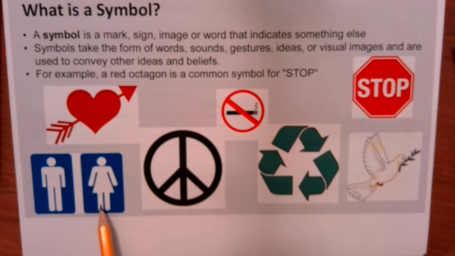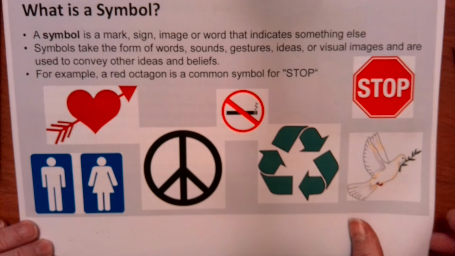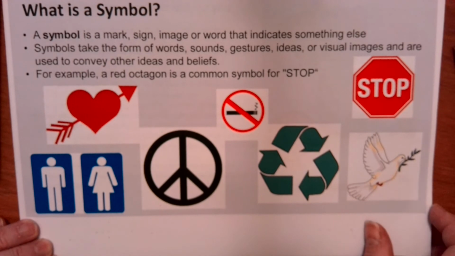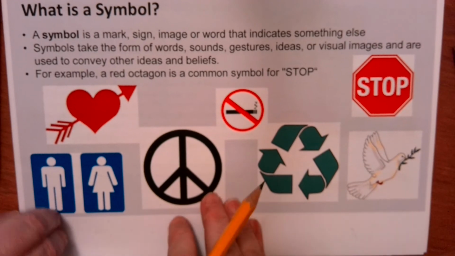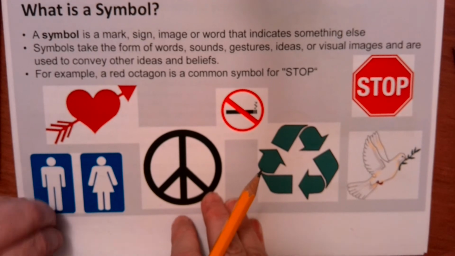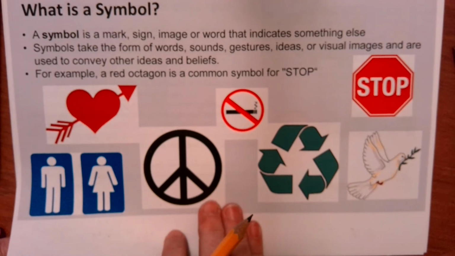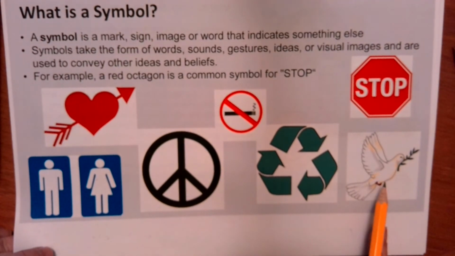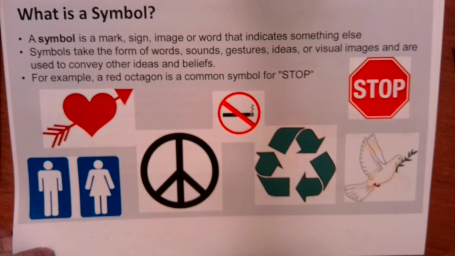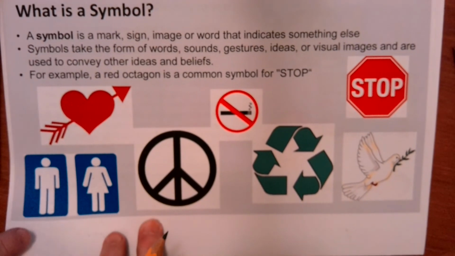Here we see very common symbols used for man and woman when we're looking for a place to use the restroom. Peace sign, very common. Reduce, reuse, and recycle. So this is a very common recycling logo. And the peace dove is used internationally to talk about peace for the world. So these are things that communicate an idea other than what we literally see. When we look at this, we know this is a dove, it's holding an olive branch. We're not like, oh, there's a white bird, even though technically it is a white bird.